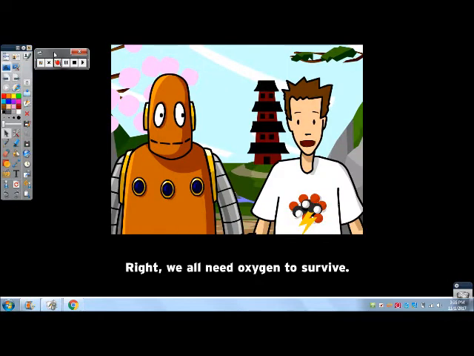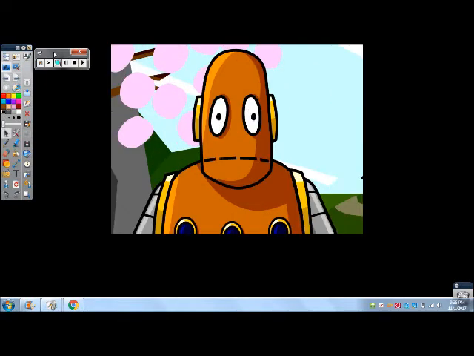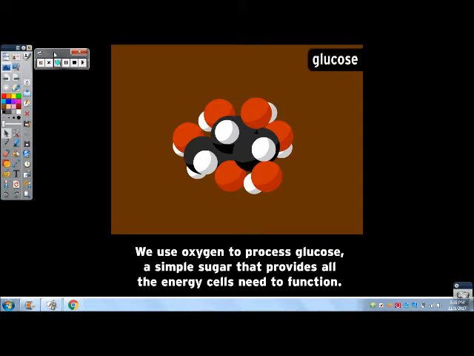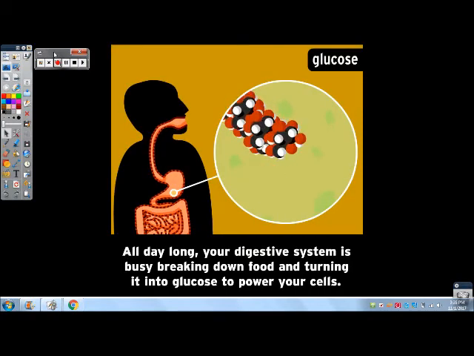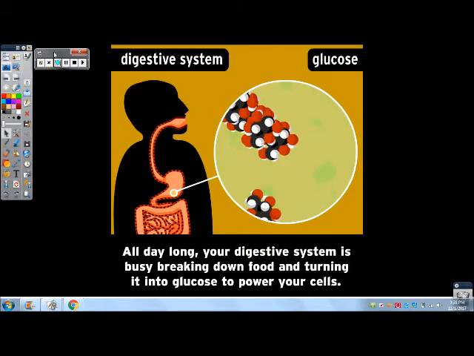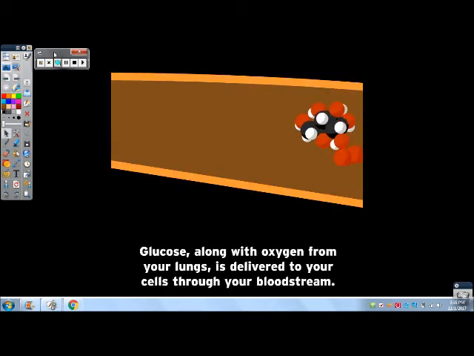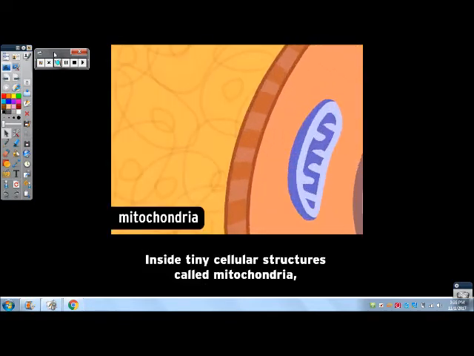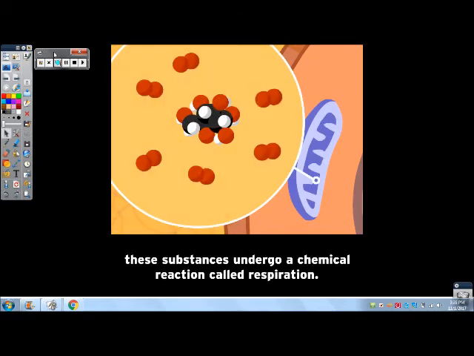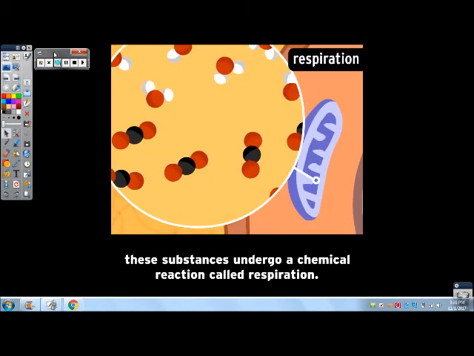Right, we all need oxygen to survive, but did you ever stop to wonder why? Yeah, that's what I thought. We use oxygen to process glucose, a simple sugar that provides all the energy cells need to function. All day long, your digestive system is busy breaking down food and turning it into glucose to power your cells. Glucose, along with oxygen from your lungs, is delivered to your cells through your bloodstream. Inside tiny cellular structures called mitochondria, these substances undergo a chemical reaction called respiration.